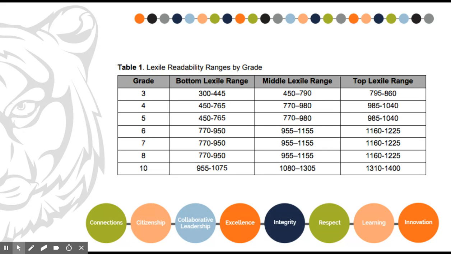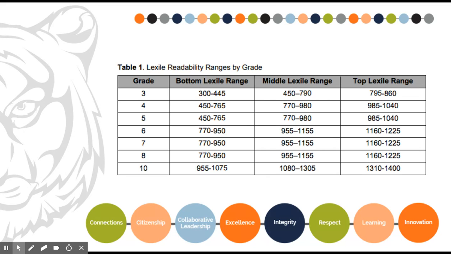on the MCA. Third grade, for example, if you look at the middle Lexile range from 450 to 790, this row indicates that third graders will encounter questions most often in that range. The middle Lexile range is what most test questions are written at on the MCAs.